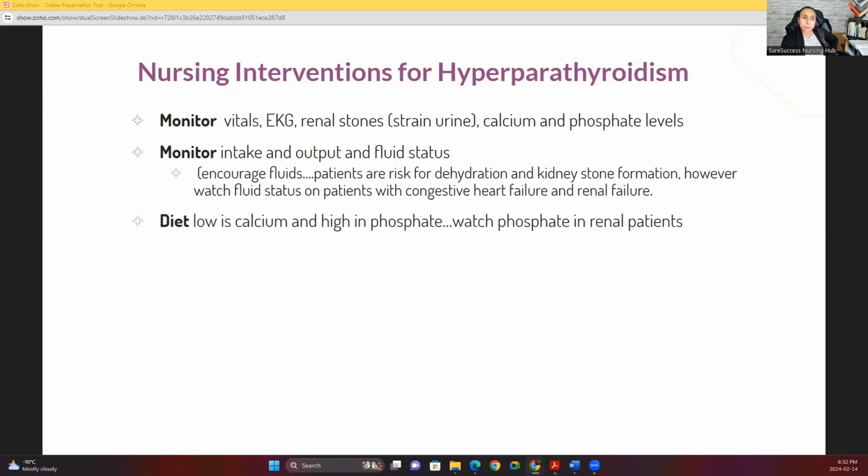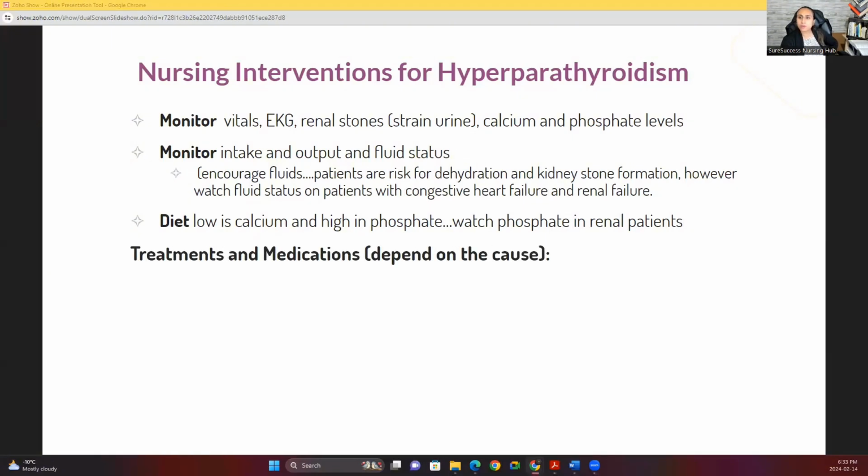High fiber diet. Which diet? High fiber diet, because the patient is having constipation. Very good. Yes, we can give. The diet is low calcium, high phosphate, and definitely I didn't write it, but use your common sense, give the high fiber food too.